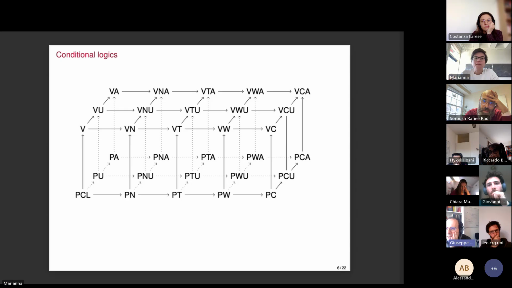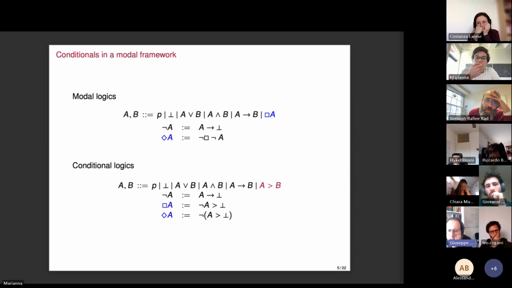Yes, Mariana. Can you give me an intuition on the previous slide? Maybe it's trivial, but can you give me an intuition of the definition of box in terms of negation and conditional? Yeah, so think of this maybe as a counterfactual, that's the simplest. As a counterfactual, this would say, if not A were true, then bottom would be the case. So it can never be the case that not A is true. In every possible world, not A is not true, and therefore A is always true. Yes, makes sense. Thanks.